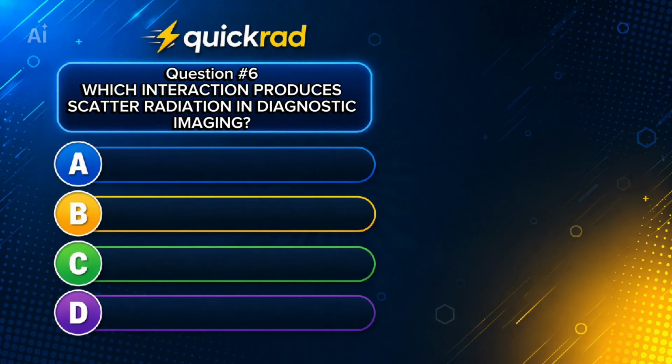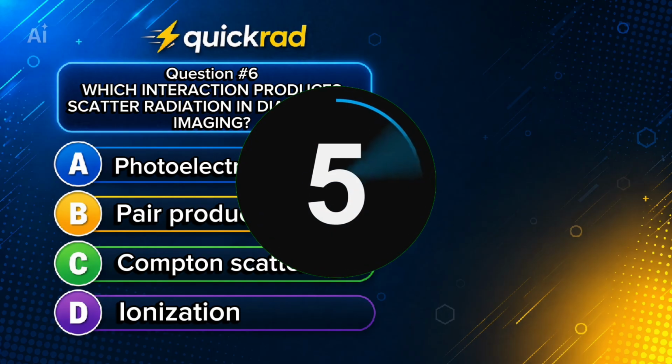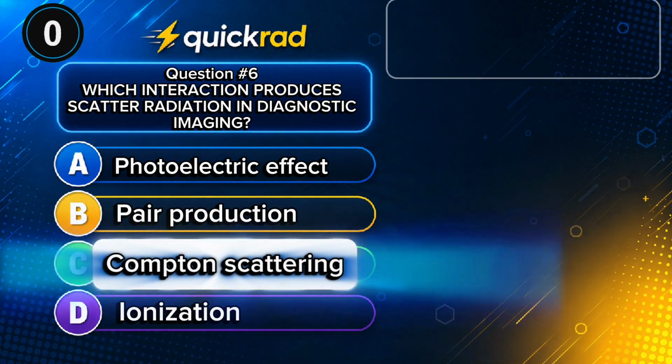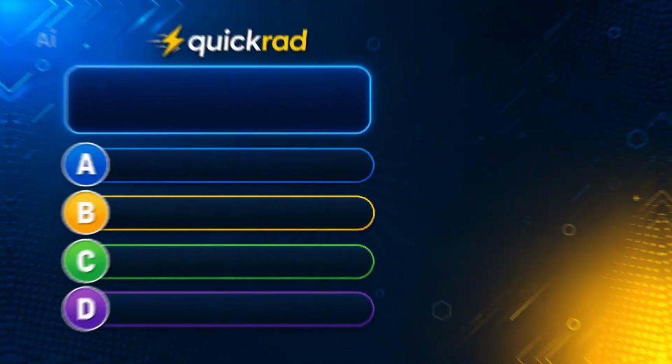Question 6. Which interaction produces scatter radiation in diagnostic imaging? Correct answer, C. Compton scattering. It is the main source of scatter degrading image quality.